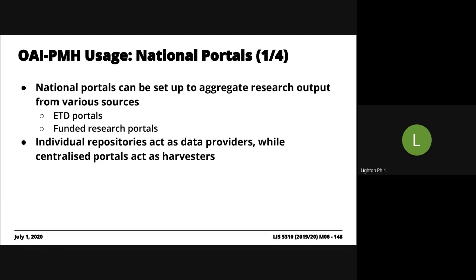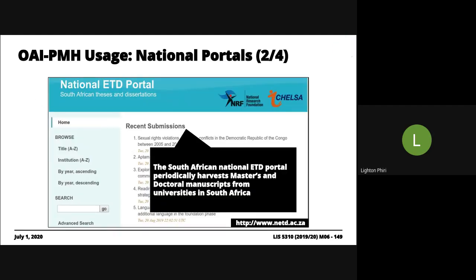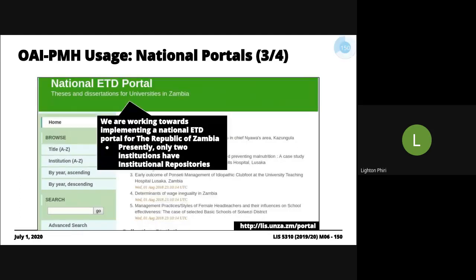It would be nice if we're able to collect all that research output and present it in a unified interface so that whoever is interested in viewing research that is generated in the Republic of Zambia can just go to that interface, right? All that can be made possible by making use of interoperability protocols, and OAI-PMH is a classic for these libraries, right? A ton of countries have done this, South Africa. We're in the process of setting this up.